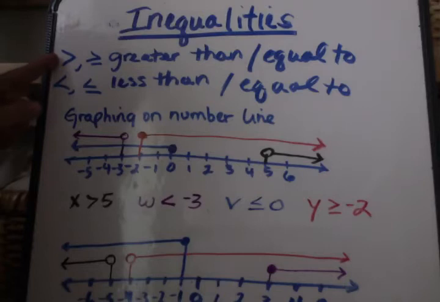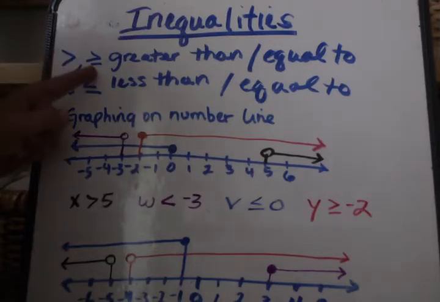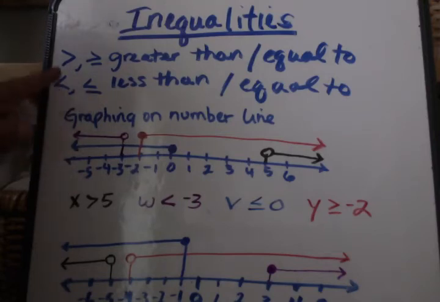Greater than is right here. Greater than or equal to, less than or equal to. One way to remember it is that the less than sign kind of looks like an L. L for less than. The line underneath is just equal to.